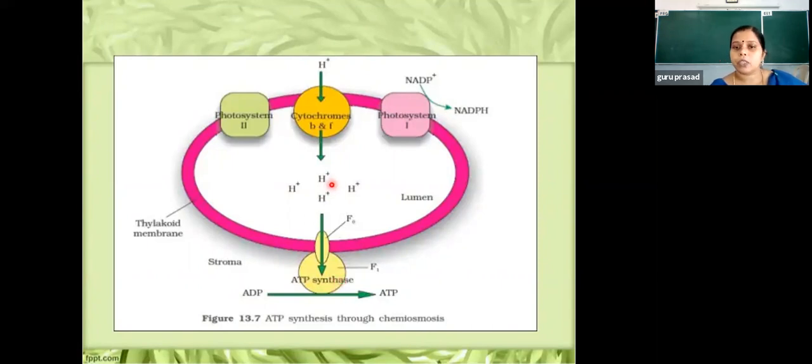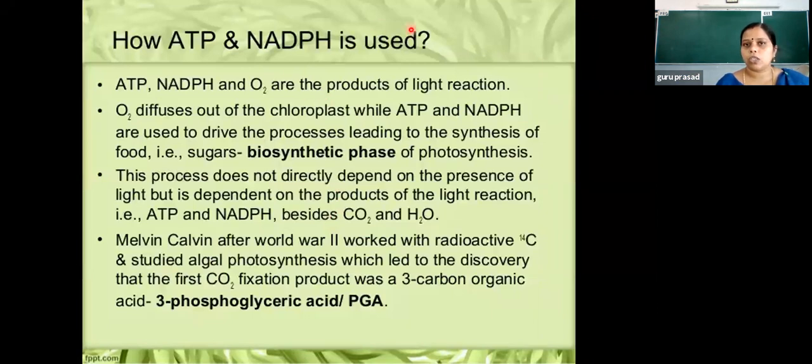By transferring the H plus ions through this ATP synthase, which has two parts, F0 and F1, these H plus ions, while transferring from F0 to F1, change the structural configuration of the enzyme, and this changed configuration produces ATP molecules by utilizing ADP plus inorganic phosphate. So this is how ATP synthesis and NADPH synthesis take place during the light reaction, which is explained in detail by a concept called the chemiosmotic hypothesis. Clear?